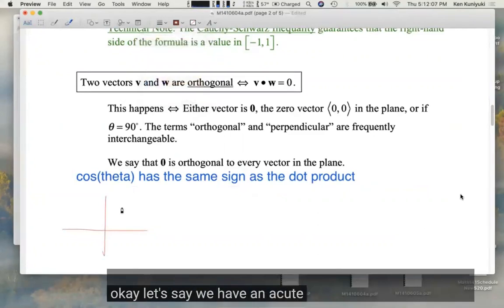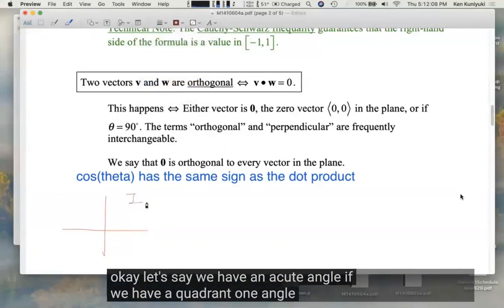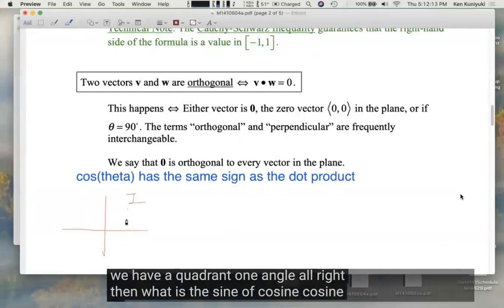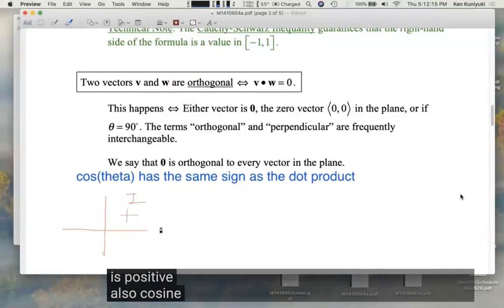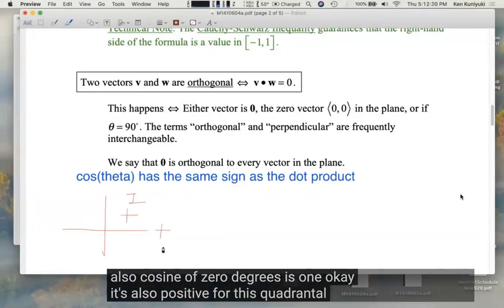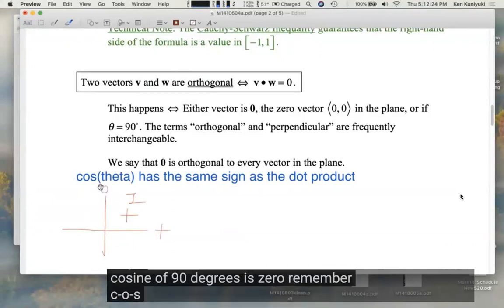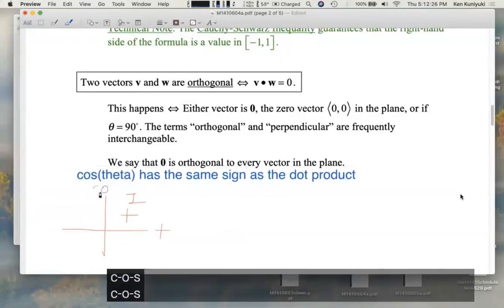In chapter four, okay, let's say we have an acute angle. If we have a quadrant one angle, all right, then what is the sign of cosine? Cosine is positive. Also, cosine of 0 degrees is 1. Okay, it's also positive for this quadrantal angle. Cosine of 90 degrees is 0. Remember, COS, cosine of 90 degrees is 0 up here, right?